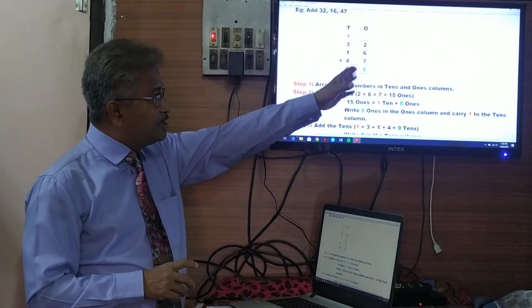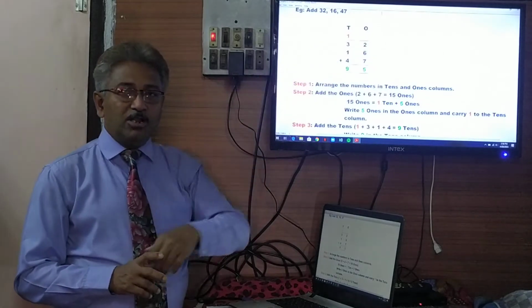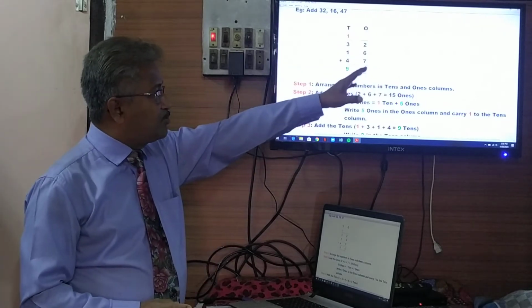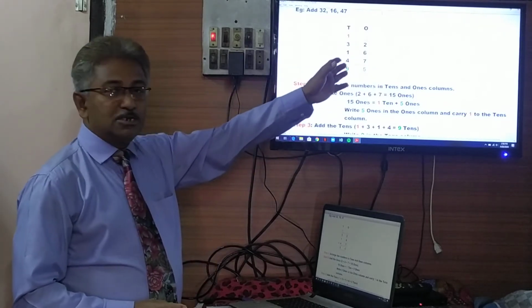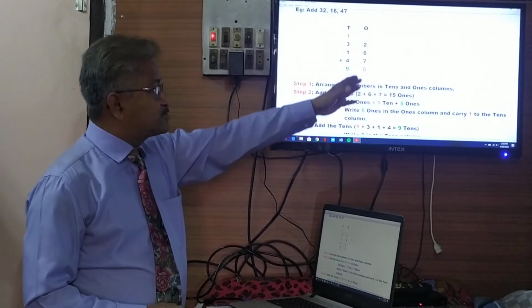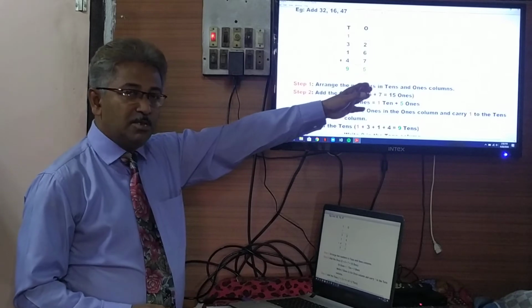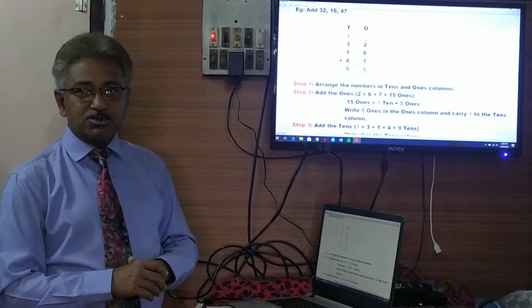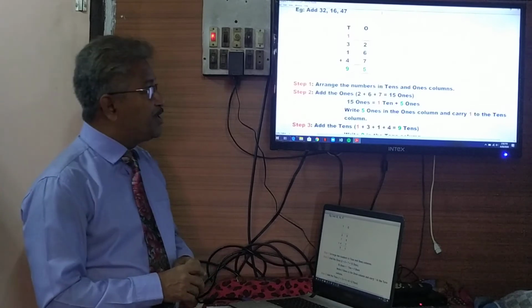So you see here, when any column, for example the ones column here, gets a number consisting of tens and ones, then the ones remain in the ones column and the tens is carried over to the tens column and added with the tens column.